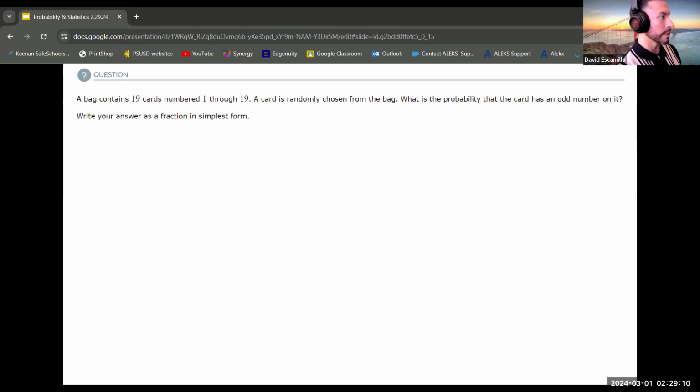A bag contains 19 cards numbered 1 through 19. A card is randomly chosen from the bag. What is the probability that the card has an odd number on it? Write your answer as a fraction in simplest form.